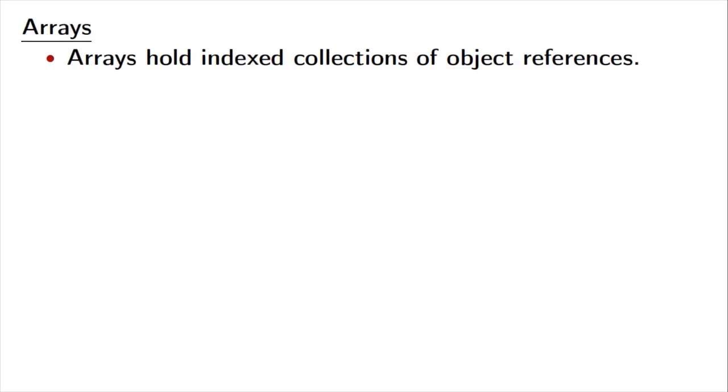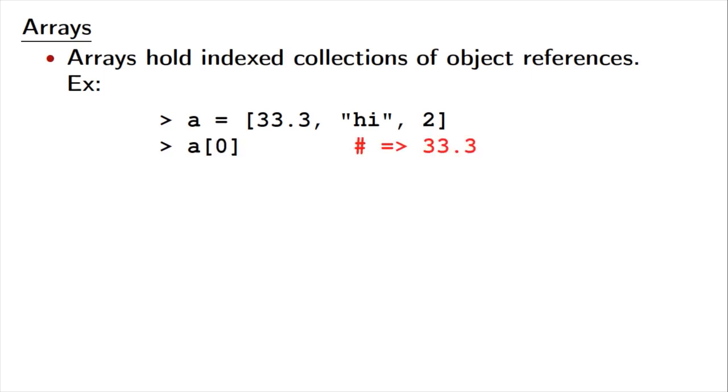Arrays hold collections of objects that can be indexed. Here's an example. I'm creating an array called A, and I'm storing 3 different things in it, 33.3, a string high, and the integer 2. So notice that Ruby can create heterogeneous arrays, that is, arrays that can store objects of different types within the same array. To index, we use the bracket notation. So this gives us the item in the first location.